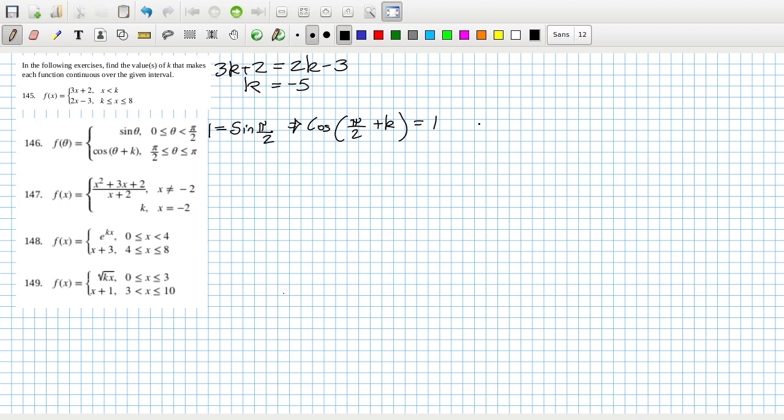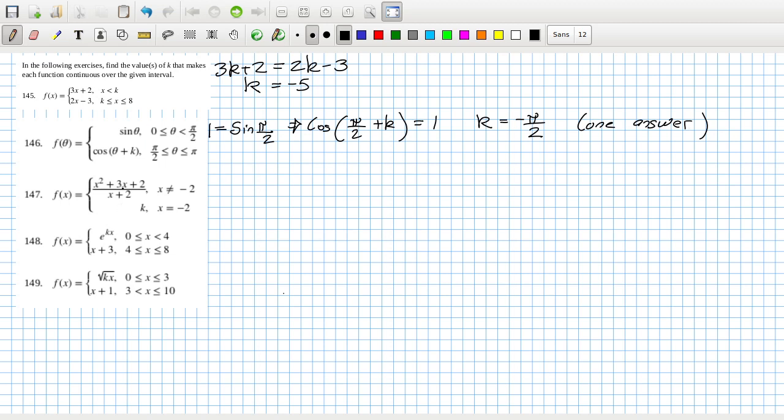And k equal minus pi over 2 would do that. I mean, there's going to be more than one answer, but that's just one possible answer. Yeah, that would do it. Okay, cos of 0 is 1.